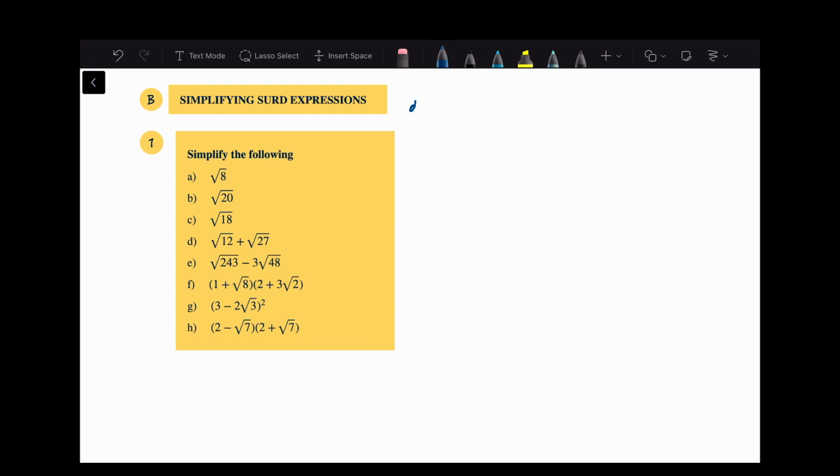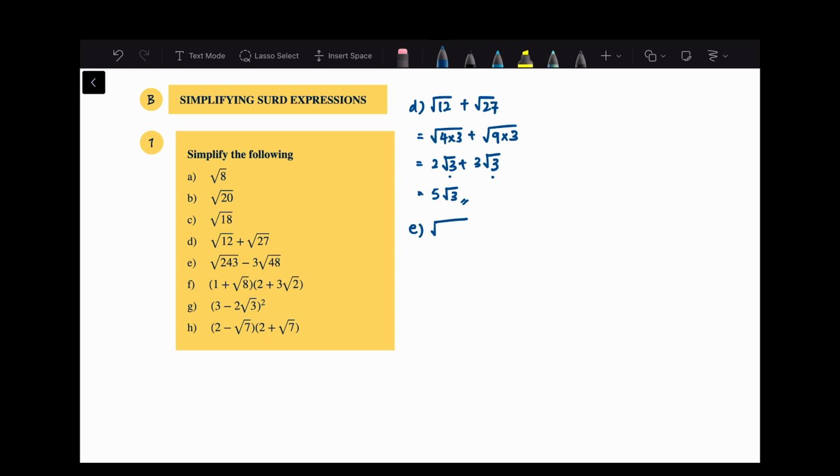Let's move on to part D. So we have square root 12 plus square root 27. I'm going to select 4 because it can be square rooted easily, and I'm going to select 9. So what we have over here will be 2 square root 3 plus 3 square root 3. Remember, birds of the same feather, they fly together. We have the same surds over here, so we can add the coefficients together.